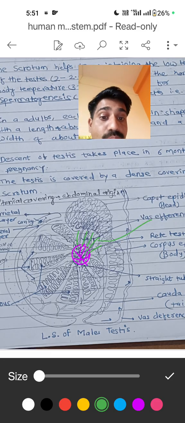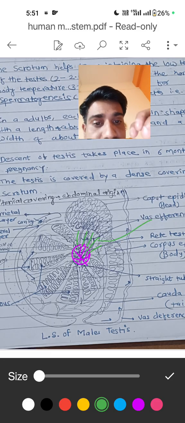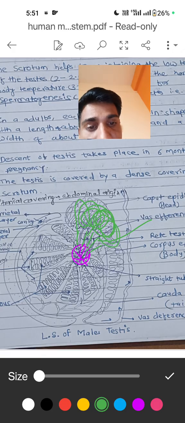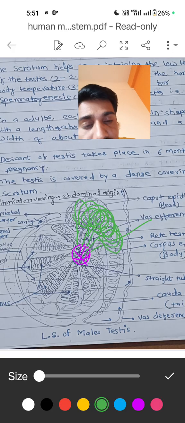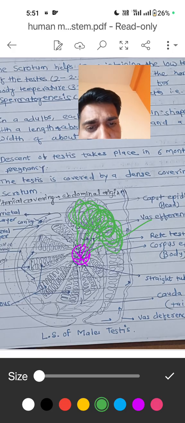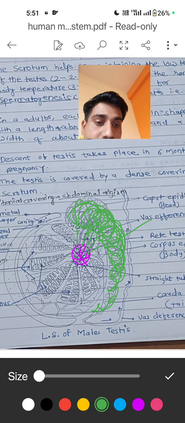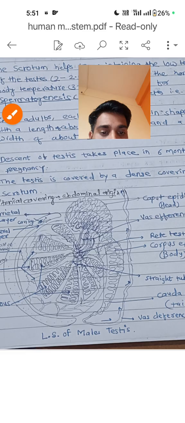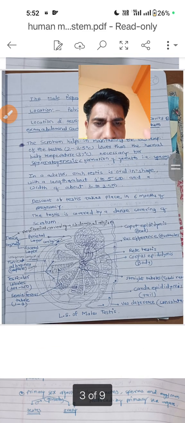All these are the vasa efferentia, and all the vasa efferentia come together here and form a highly coiled structure, and that highly coiled structure is known as the epididymis. What is this? Epididymis. And the epididymis has three parts.